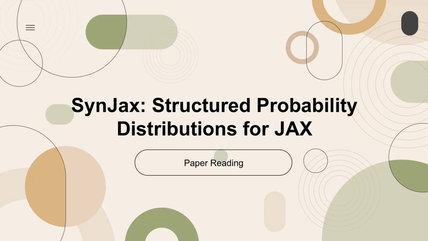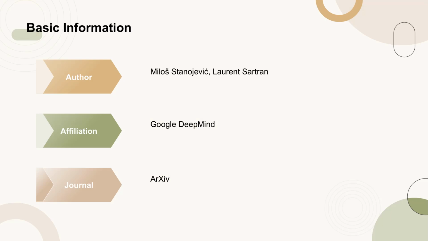Today's paper is titled SynJax, Structured Probability Distributions for JAX. This paper was published on arXiv by Miloš Stanojević and Laurent Sartran from Google DeepMind.